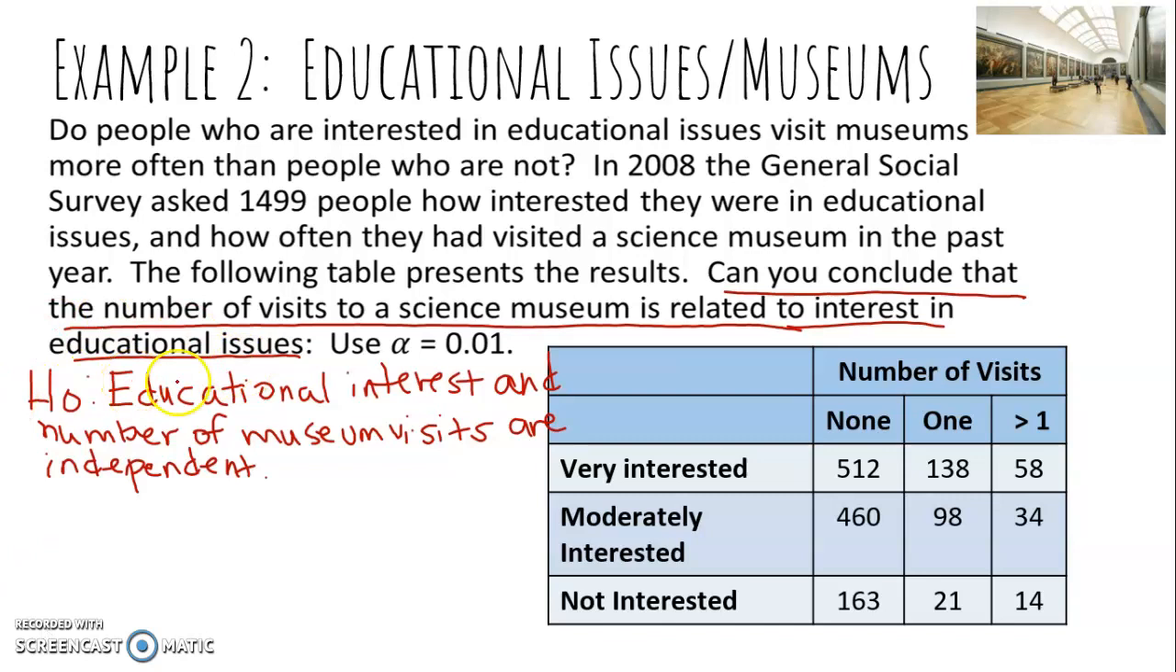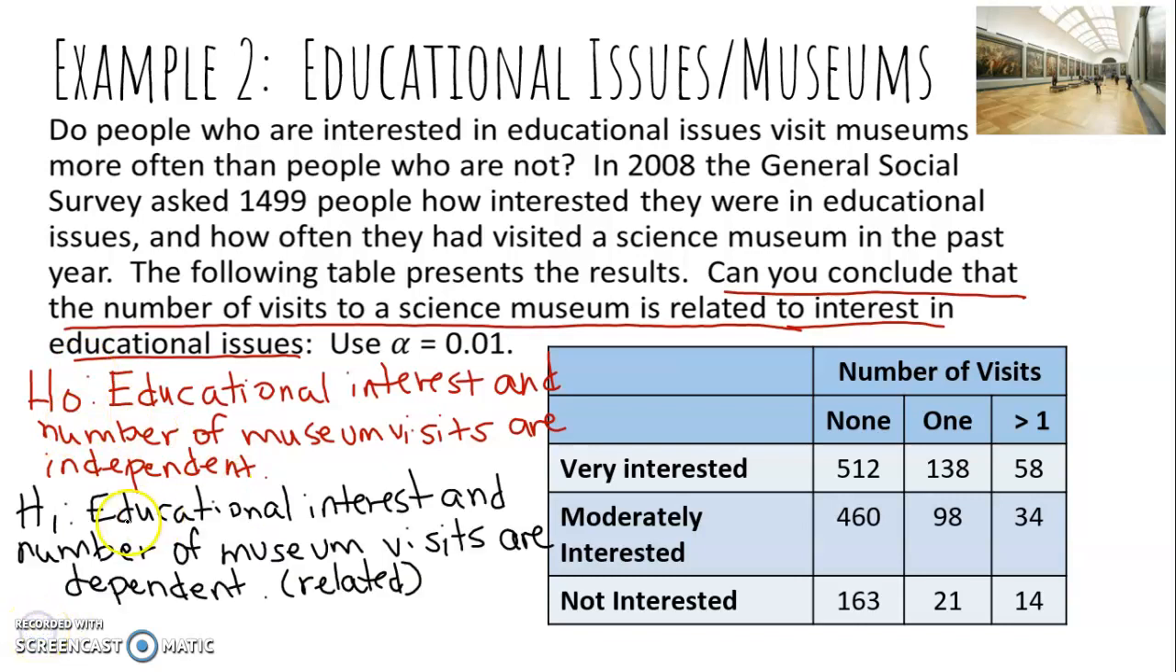Remember, you take the first factor, educational interest, and the second factor, number of museum visits, and you say are independent for the null. So for the alternate statement, educational interest and number of museum visits are dependent. You could also say are not independent, as we did in the last video, but I just wanted to write it a little bit different to show you the different ways that you could write it. You could also say that the educational interest and number of museum visits are related.